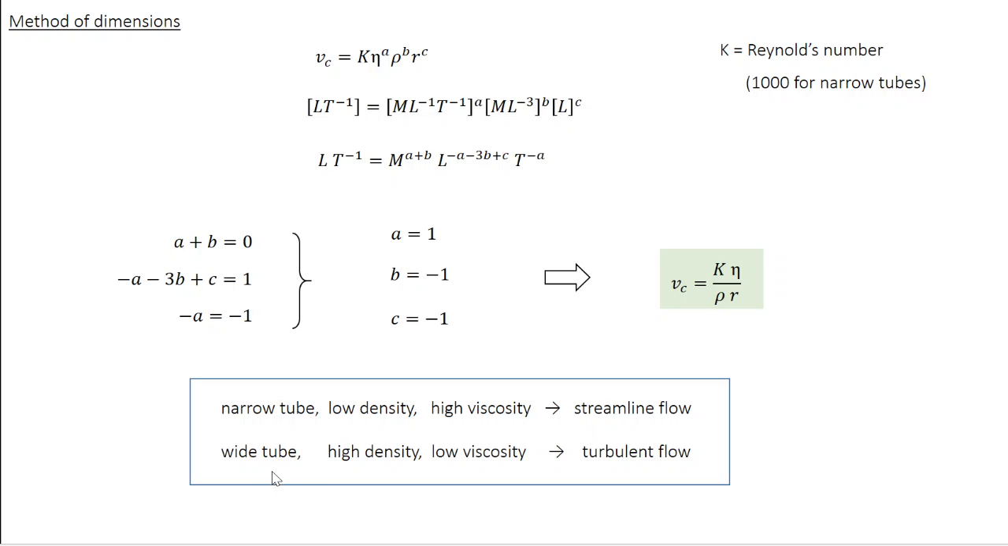On the other hand, if you consider a wide tube where R is very high, high density, rho is very high, and low viscosity, eta is very small, in this case, the value of critical velocity is going to be very, very small. So in such cases, the velocity of the liquid flow is going to be greater than the critical velocity and the flow is going to be turbulent.